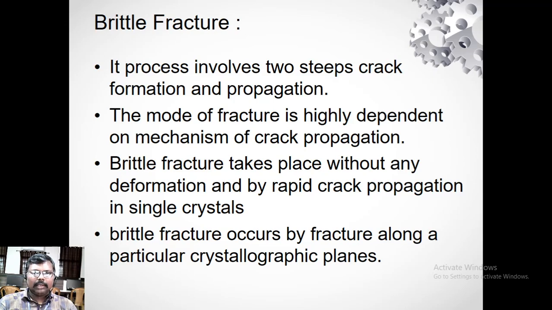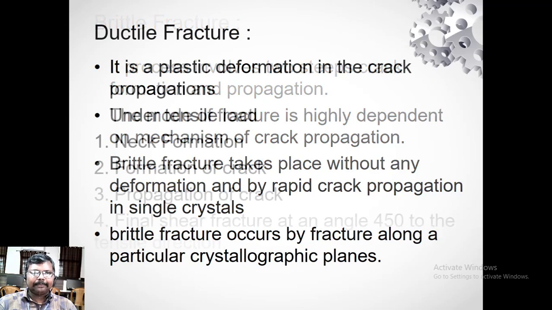Brittle fracture occurs by fracture along a particular crystallographic plane. The failure in brittle material occurs due to many micro or fine elliptical cracks in the metal. Brittle fracture may occur in boilers, ship bodies, aeroplanes and pipelines.